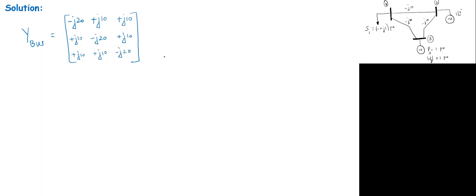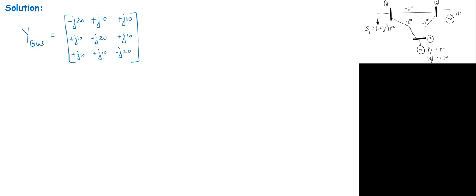So in this power system, for the values specified, the self admittances are all equal to one another and they are found to be negative J20 in per unit, and the off diagonal elements, the transfer admittances, are all found to be equal to one another, and the values of them are specified as plus J10. Okay, so this is the bus admittance matrix.